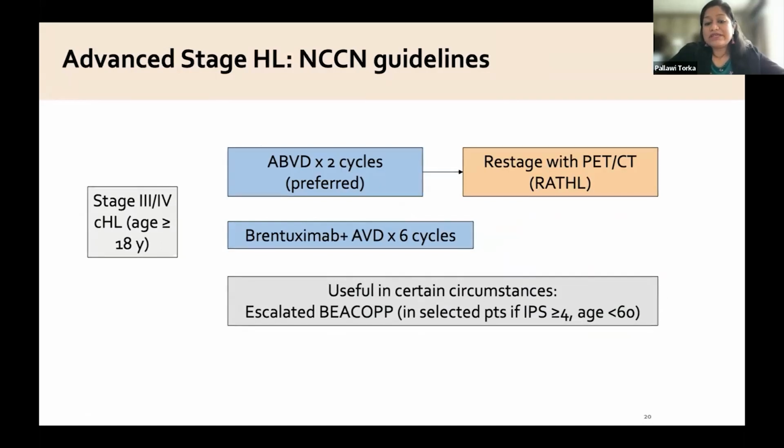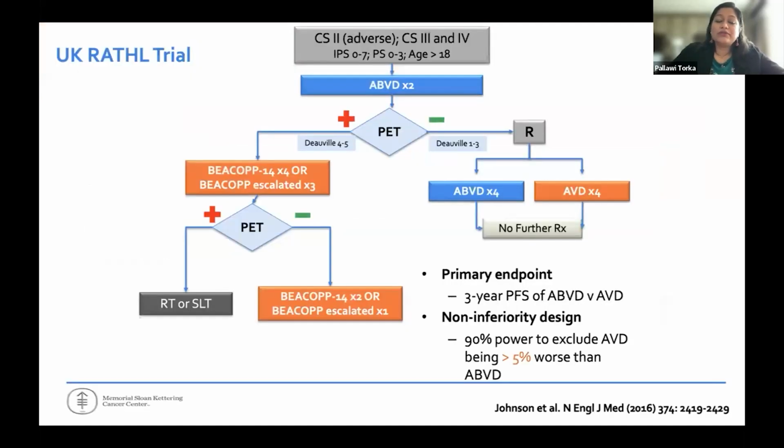I have stopped using escalated BEACOPP. However, it is there for patients if they have very, very aggressive disease, if they have lung involvement and you want rapid disease control and you don't want to use bleomycin upfront, because in BEACOPP, bleomycin is given on day 8. So let me walk you through the key trials that helped me make this decision.